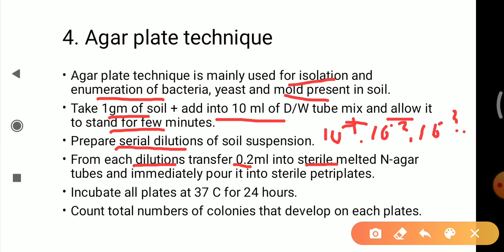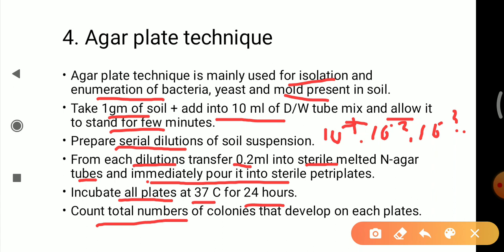After adding into the melted agar tube, we immediately pour it into sterile empty petri plates and allow it to solidify. Once solidified, incubate all the plates at 37 degrees Celsius for 24 hours. After 24 hours, colonies will be formed. On the next day, we take out the plates and count the total number of colonies on each plate.